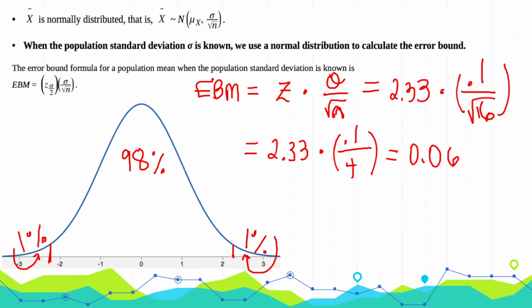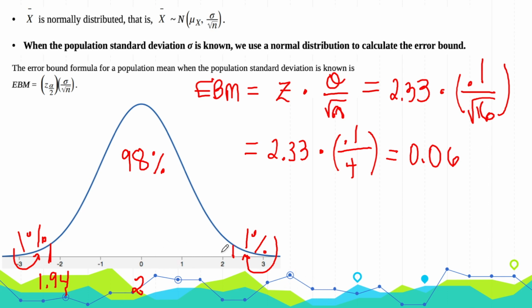And just as a quick reminder, that's because we know the total area under the curve always equals 1 or 100%. So 1% plus 98% plus 1% equals 100%. We're good to go. So now let's label these points. We were told that the mean that we were given, our x bar, was 2. So that's our center point, 2 ounces. So if we subtract 0.06 from 2, that means that our lower bound here is going to be 1.94 ounces.